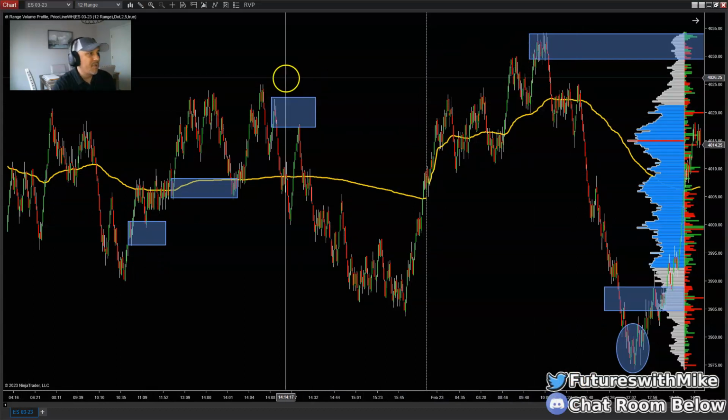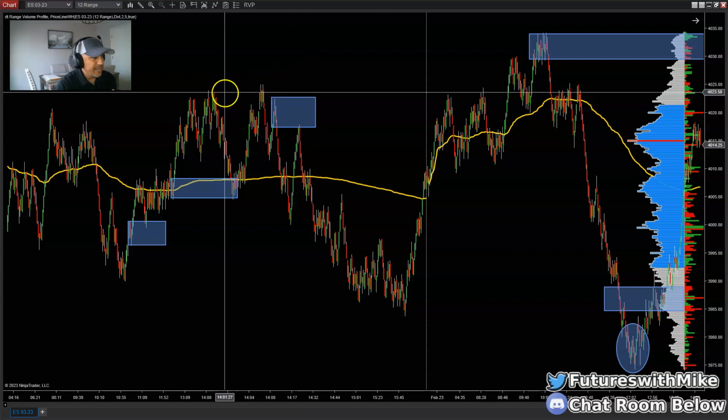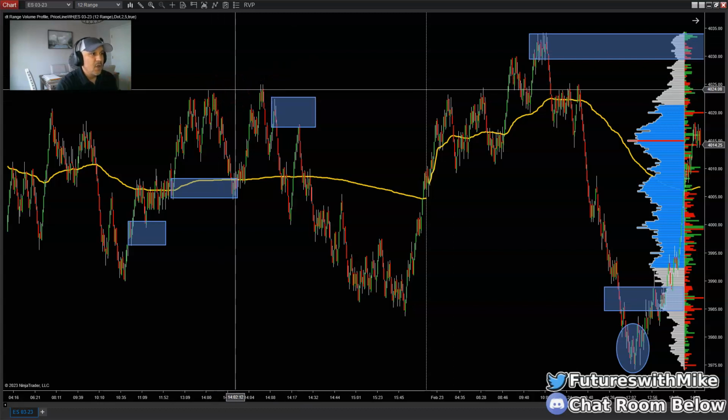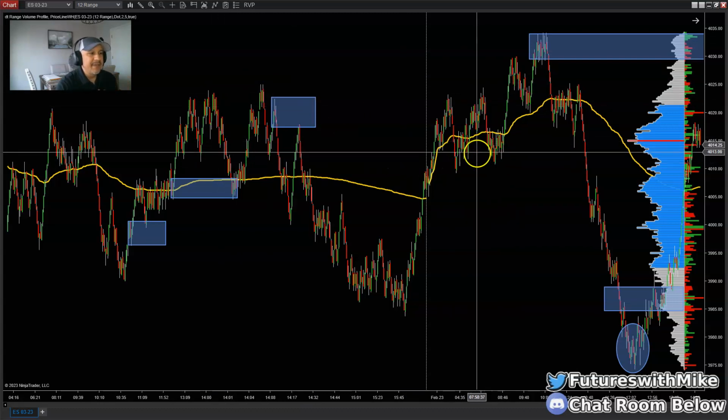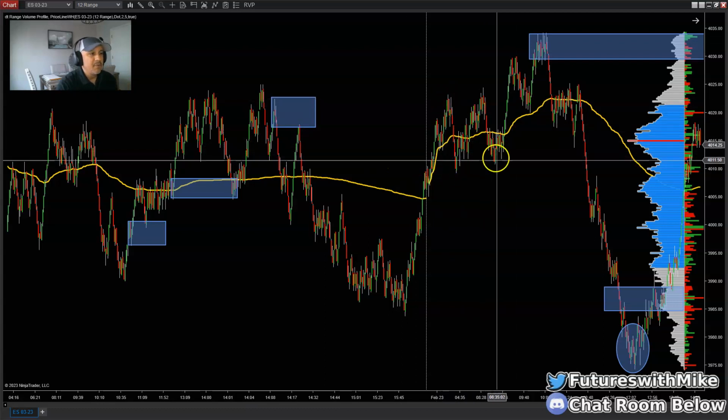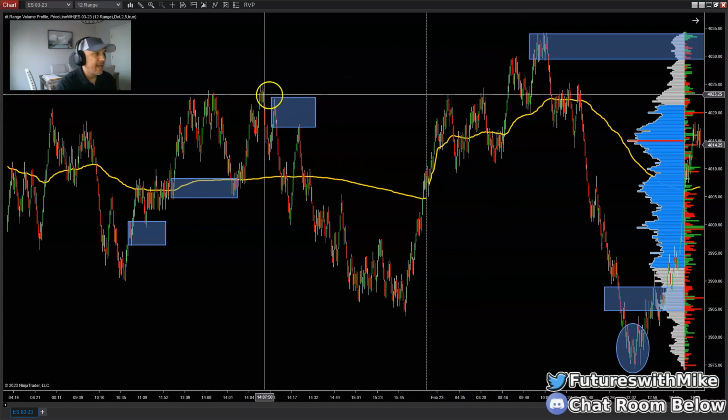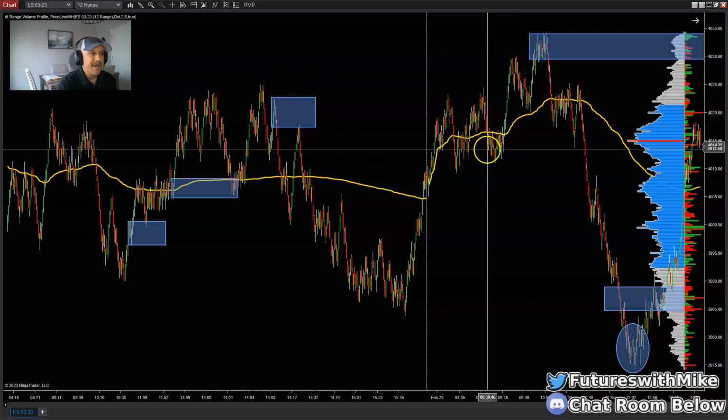Now you have to say price just broke out and took out this area of supply. It created a basis of demand down here as it moved higher, pulled back, and broke higher, taking out supply here. It left behind demand.